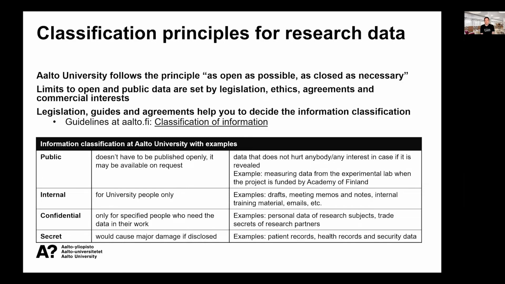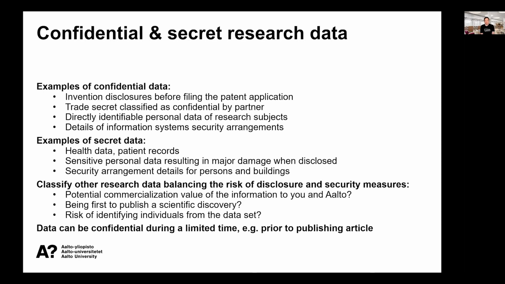So there's a short or long list of names and persons who are supposed to get the access to that data. And we classify the personal data of research subjects to be one of those, and then, for example, trade secrets of research partners. And then the highest level is secret, and secret is the data that would cause major damage if it gets disclosed. So, for example, patient records and health records are considered to this class. And to have a further look at confidential and secret classification categories, we'll be talking about today.